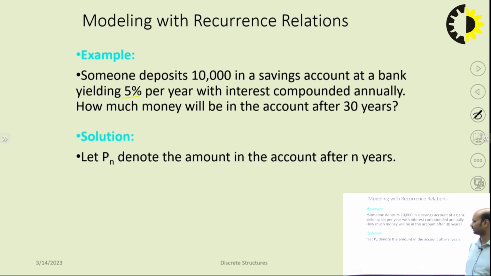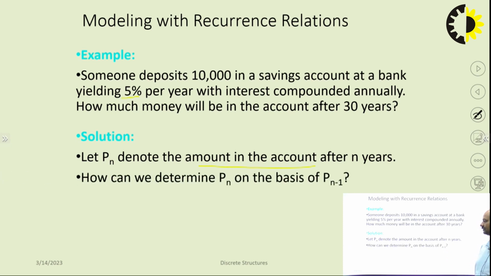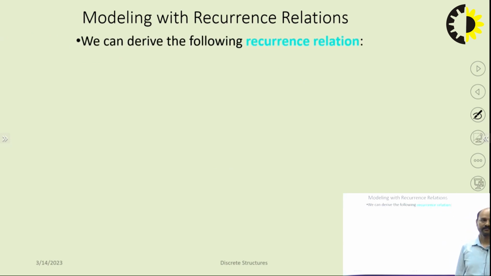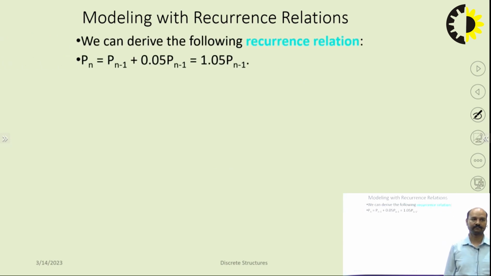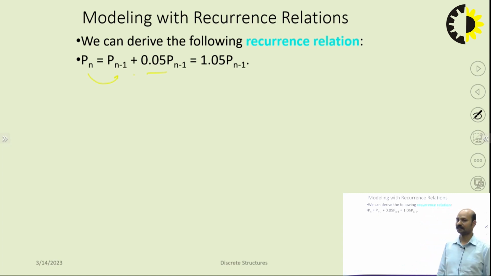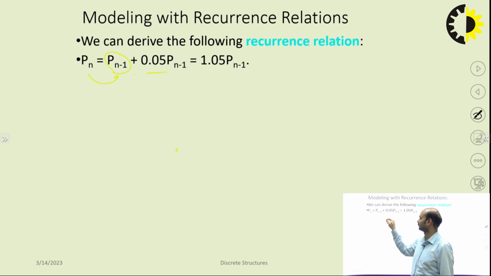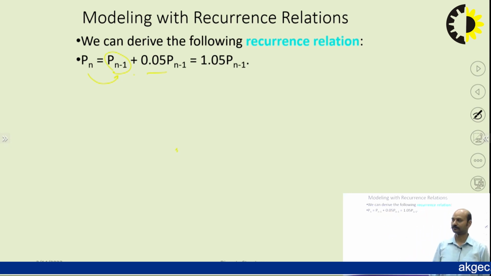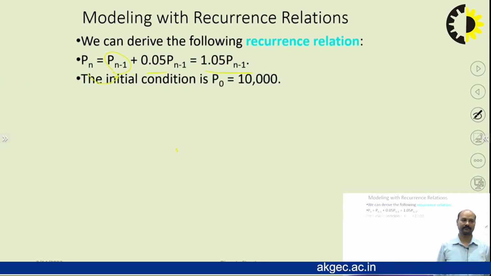Pn is denoted as the amount in the account after n years. How can we determine Pn on the basis of Pn minus 1? We can derive the following recurrence relation: Pn is equal to Pn minus 1 plus 0.05 Pn minus 1. This is the principal and this is the interest incurred on that principal. The total sum is the compound sum, that is, 1.05 Pn minus 1. P0 is equal to 10,000.